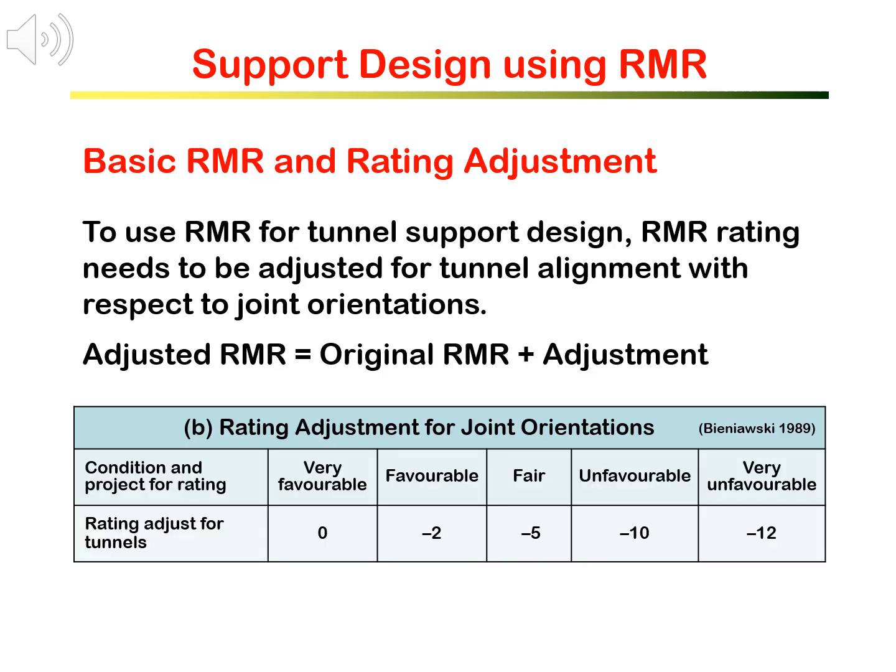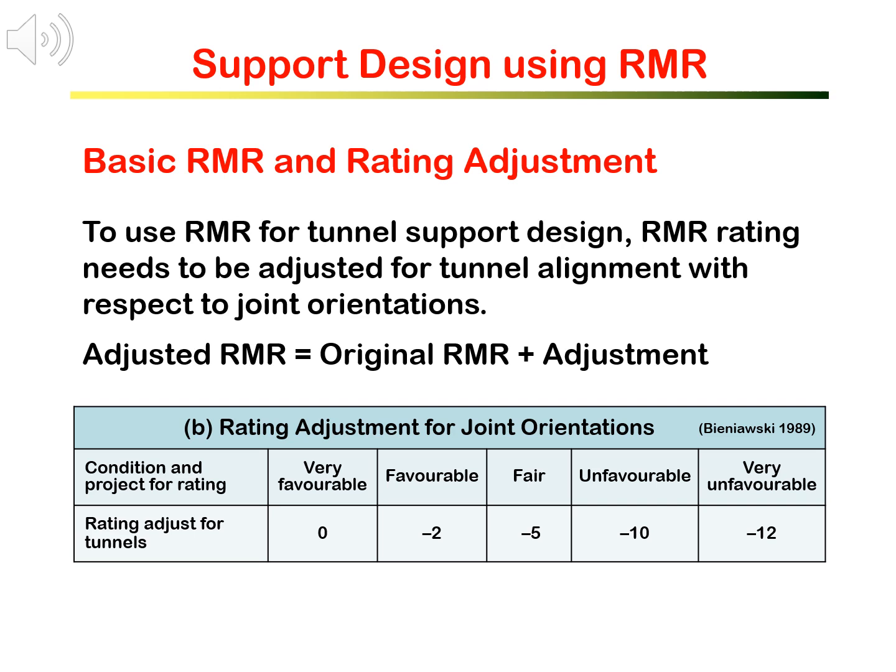What we usually have from site investigation and from the geotechnical report is the basic RMR rating. Similar to what we have done for using RMR for slope analysis in session 2.5, we need to make an adjustment of RMR for tunnel support design. In this case, the RMR rating needs to be adjusted for tunnel alignment with respect to joint orientations. The adjusted RMR is simply the original RMR plus the adjustment.